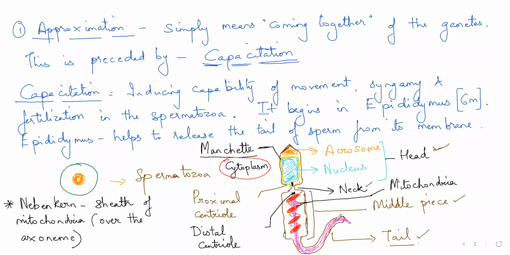Now this tail is actually wrapped upon this middle piece. You can say it is glued to this region. What epididymis does is it releases the tail of the sperm. Hence we say capacitation begins in the epididymis. इसलिए हम कहते हैं epididymis में capacitation शुरू होता है. Right? Okay. Now. Questions?